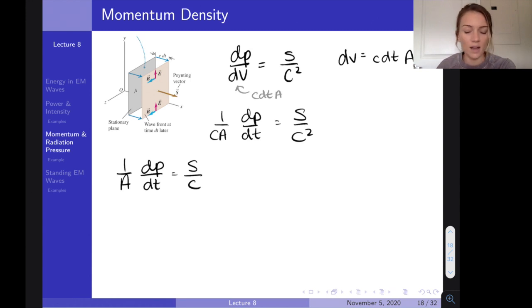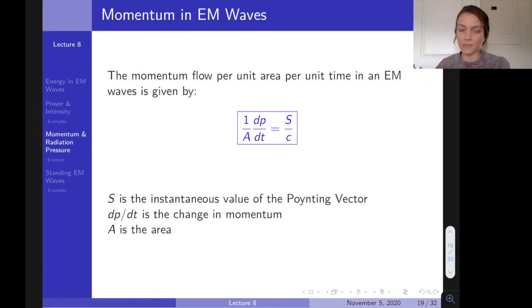And so now this is our momentum per unit time per unit area again, because we have the momentum change per unit time and then per unit area. So this gives us the momentum flow per unit time per unit area in an EM wave. So that's just right here. And again, this is the instantaneous value of the Poynting vector.